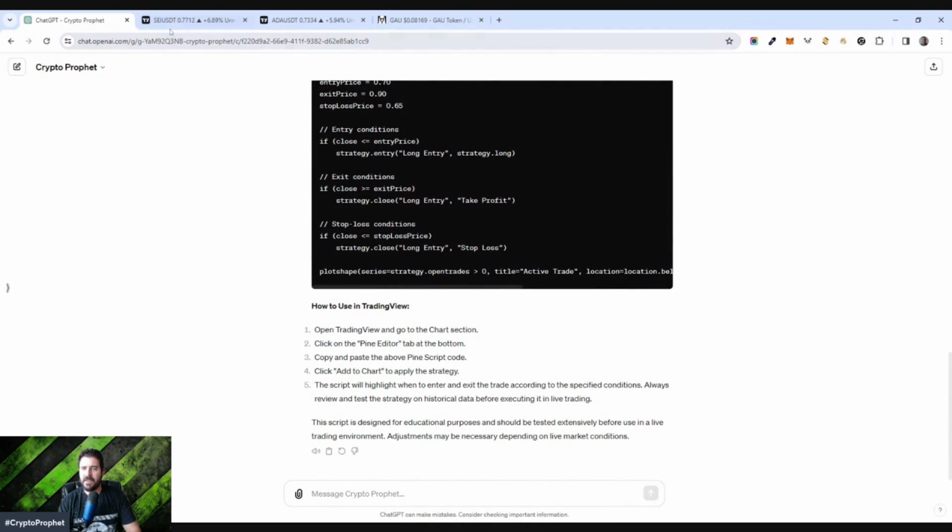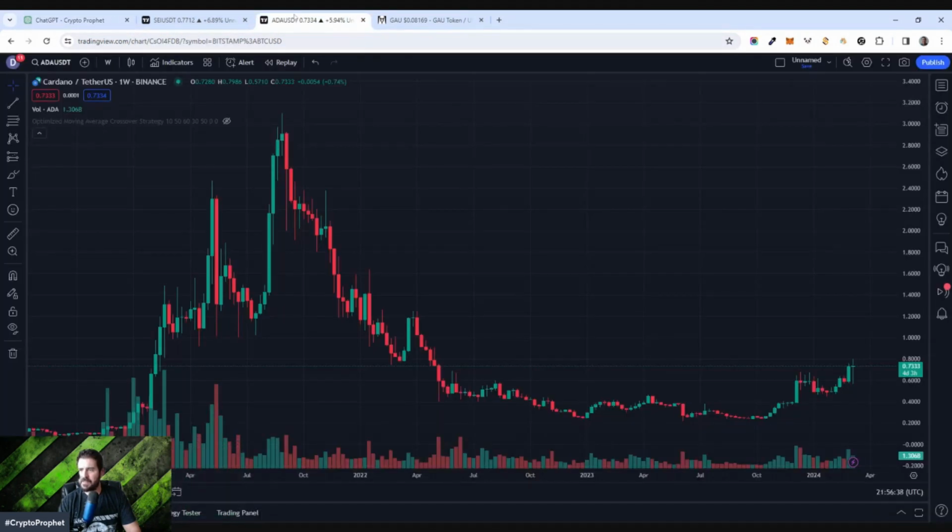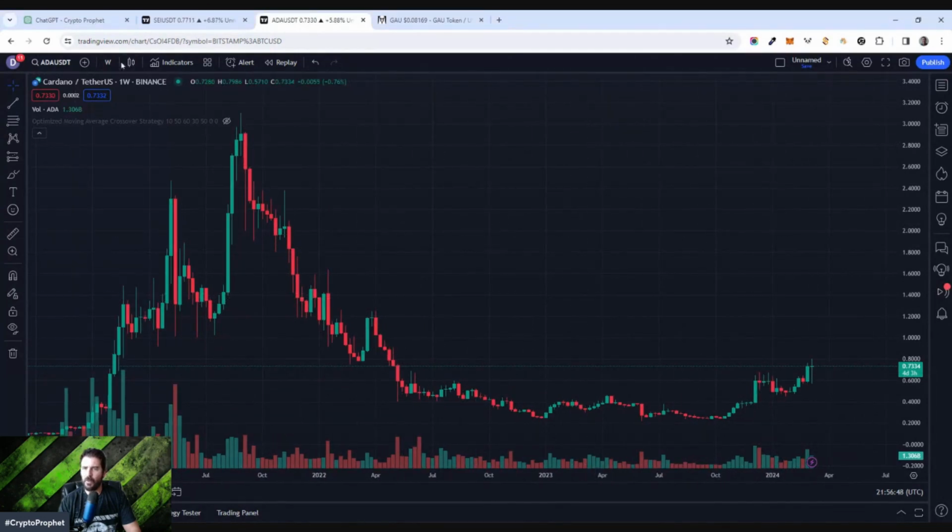Now let's jump in and look at something a little bit older. ADA looks like a pretty good one. ADA is an oldie but a goodie. Looks like it's about to go parabolic, if you can see right here on the weekly chart.